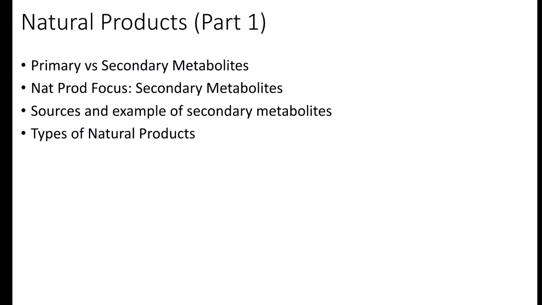So to recap, in Natural Products Part 1, we discussed primary versus secondary metabolites. We explained why secondary metabolites are focused in NatProd studies. We also talked about sources and examples of secondary metabolites, and we discussed the types of natural products. That is all for this video.